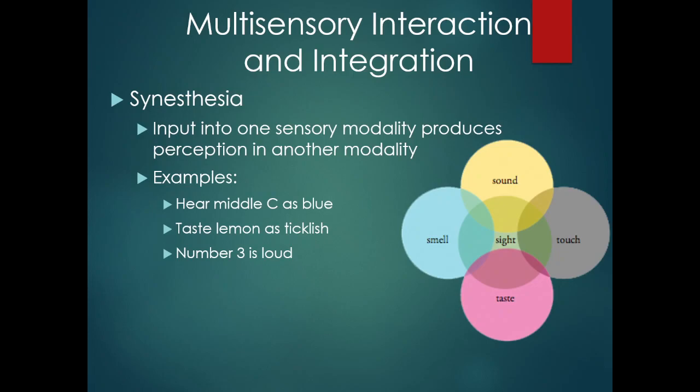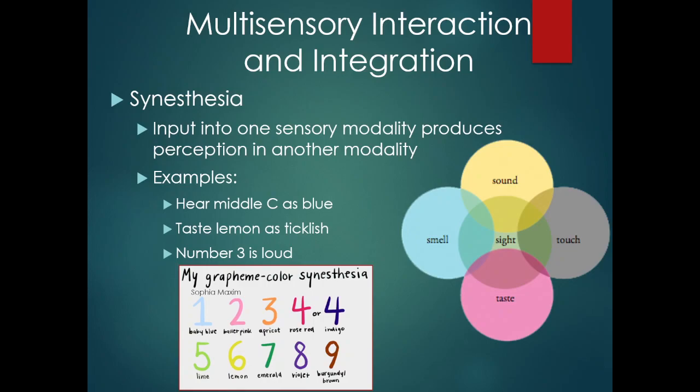These kinds of things. Here's a list that I found where somebody named Sophia Maxim drew out her grapheme color synesthesia. So she has certain colors that she sees for different numbers. And so she has baby blue for the number 1. What I thought was interesting was 4. It could be either rose red or indigo blue. I thought that was kind of interesting. And the 9 can be either burgundy or brown.